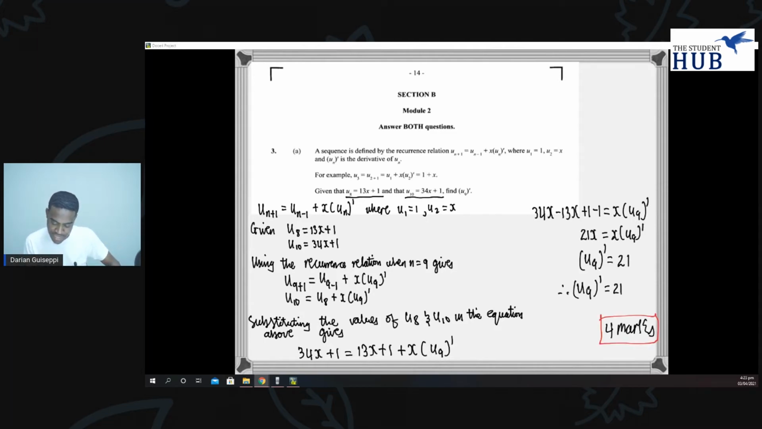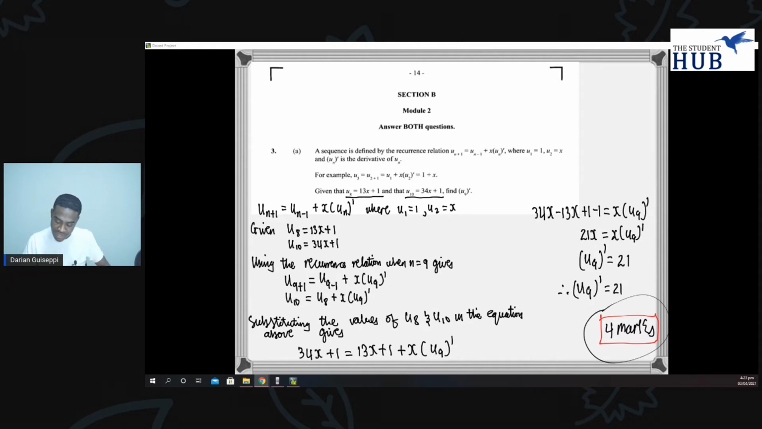And in the end, this is what you get. When you manipulate it, we get u subscript 9 prime is equal to 21. When you make it the subject of the formula, you see the x's that was given for u subscript 8 and u subscript 10 cancel out here and here. And you're just left with 21, and that is your u subscript 9 prime.